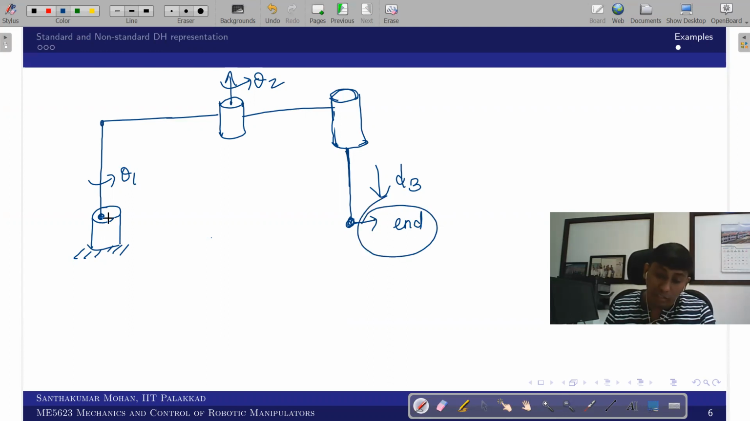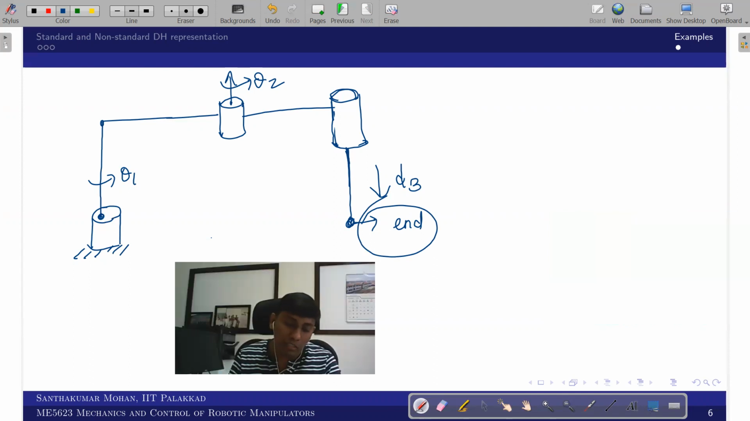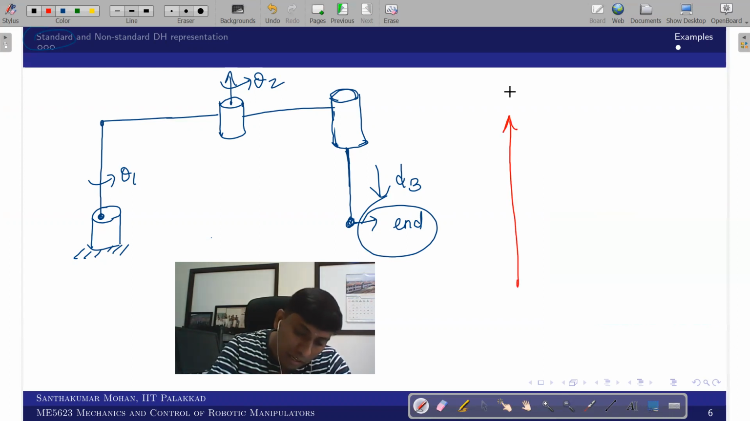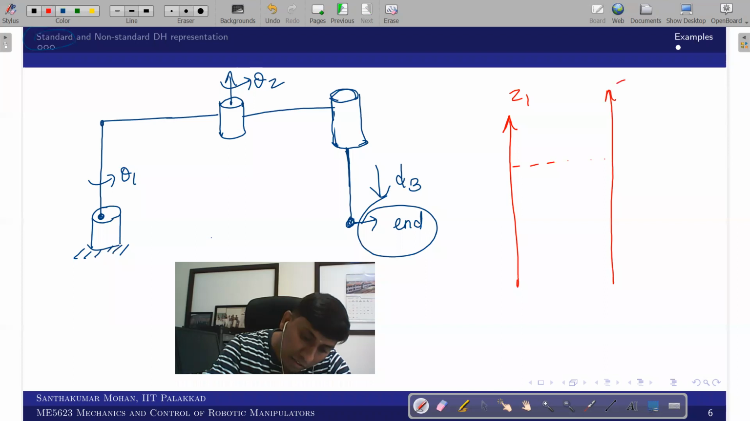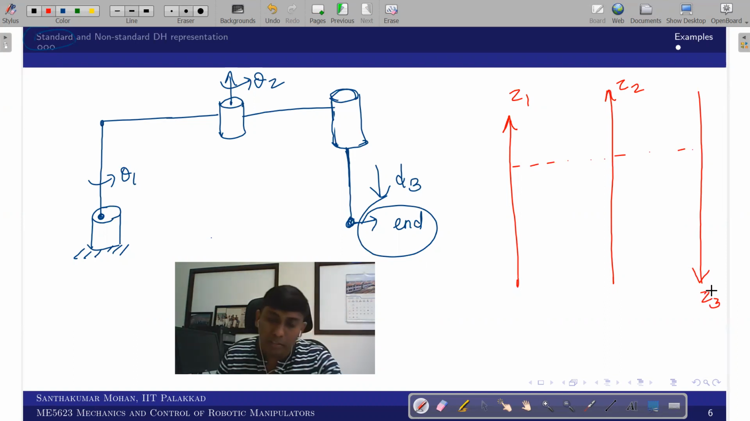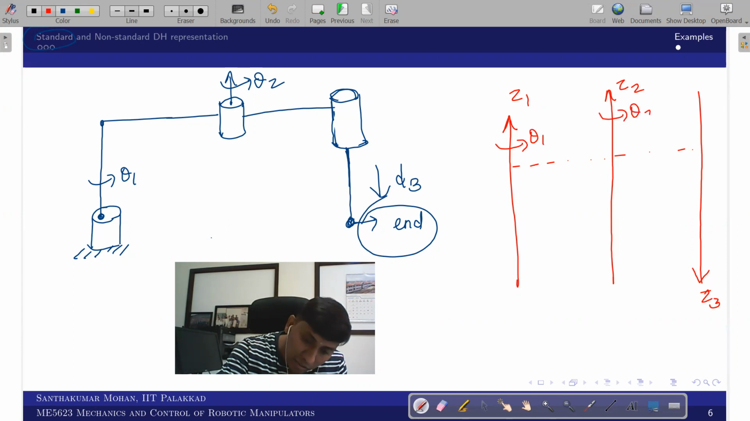So first we will try to see how to fix the frame as per the non-standard or standard. First we will take the standard one. So I'm trying to fix the standard one. Then I can write the z1 axis, then this is the z2 axis, and this is the z3 axis. Obviously, vertically down is the positive direction, right? So that's all given. This is theta 1, this is theta 2, and this is t3. These informations are given with us.